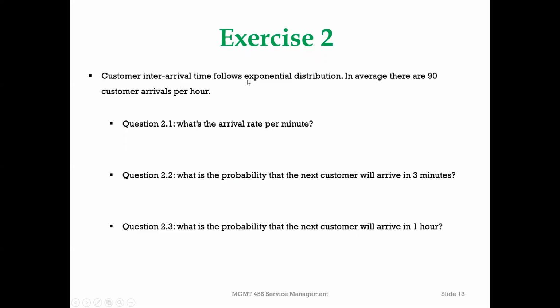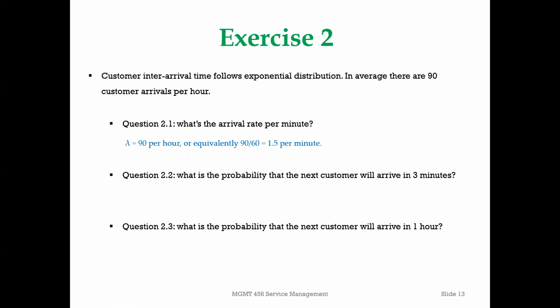Customer inter-arrival time follows an exponential distribution. On average, there are 90 customer arrivals per hour. So when you read the question, you can see there are 90 customers per hour. So this looks like it's a lambda. Look at the first question, question 2.1: what is the arrival rate per minute? So lambda is equal to 90 per hour. This is given information, 90 per hour.